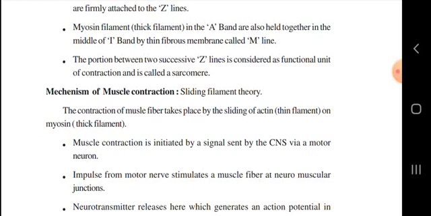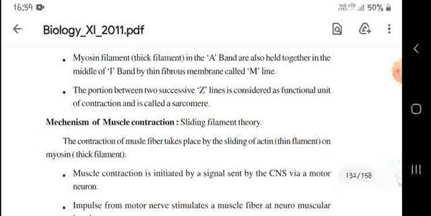So, mechanism of muscle contraction: the sliding filament theory. The contraction of muscle fiber takes place by the sliding of the actin thin filaments on the myosin thick filaments.